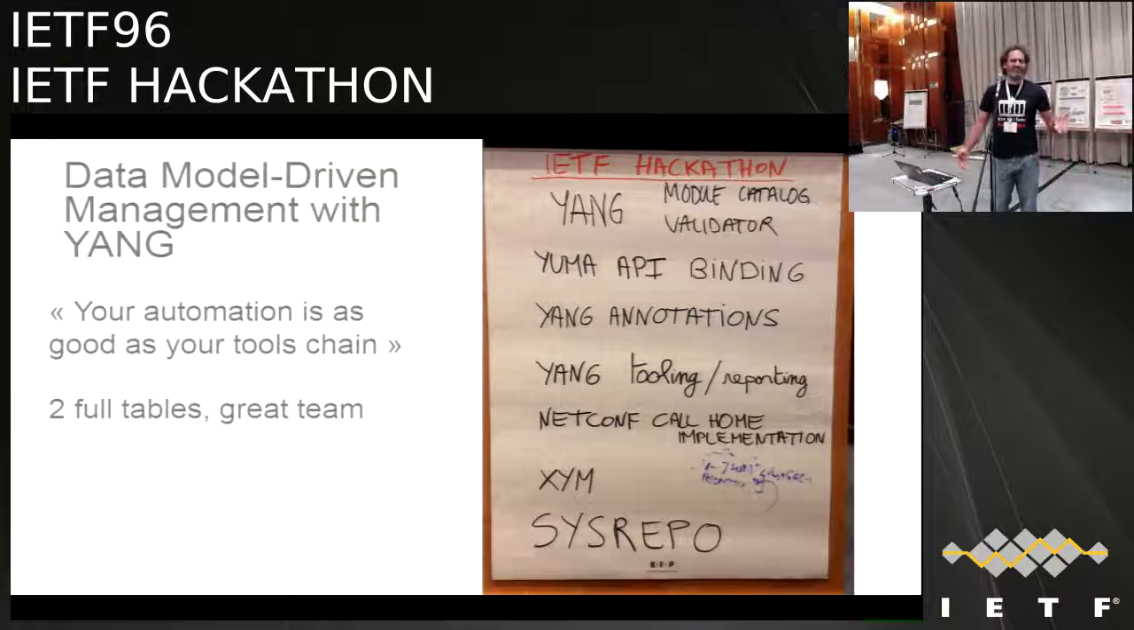In the world of data model-driven management, what we start from is data models. From there, we have tools to generate code, tools to generate the CLI, and tools to generate the documentation. So we've been focusing on tooling. It's not the best great idea you will discover here, but somehow the tool chain is very important. Your automation is as good as your tool chain. That's what we've been focusing on, and 2 full tables there.